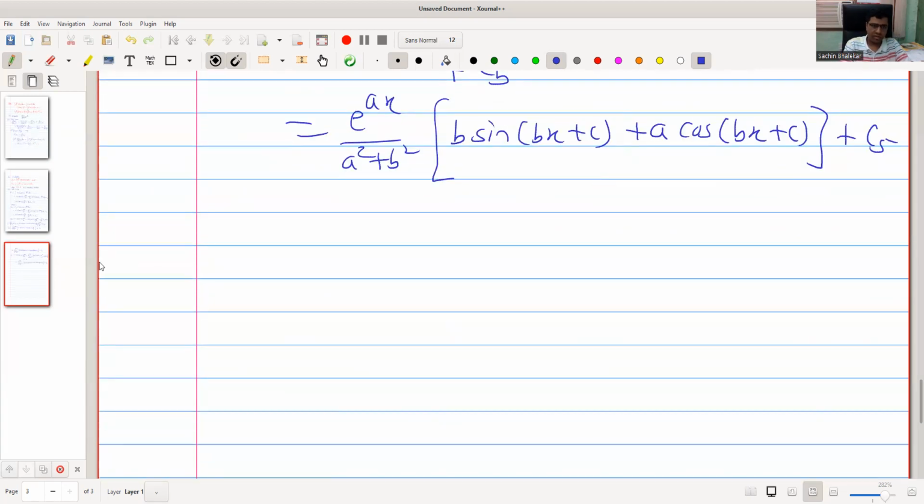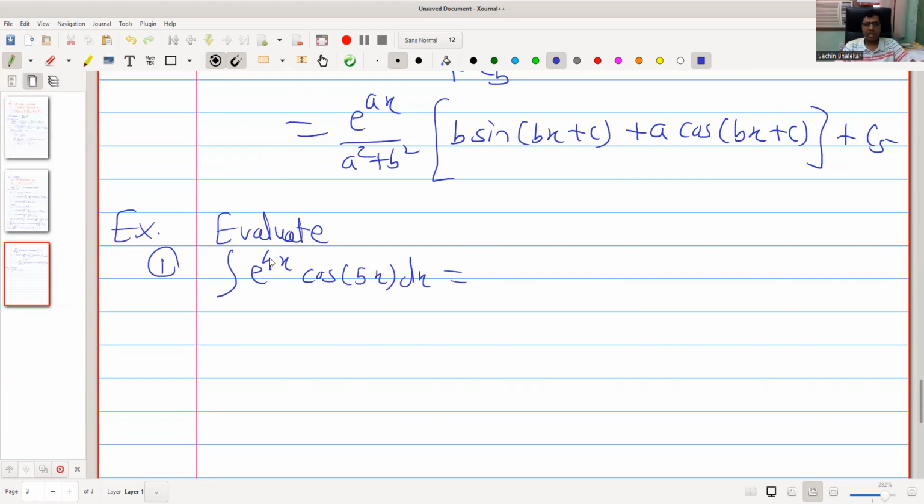So here, examples based on this formula. Evaluate. First thing, the integral of e raised to 4x cos 5x dx. Here we can see that a is 4, b is 5, c is 0.